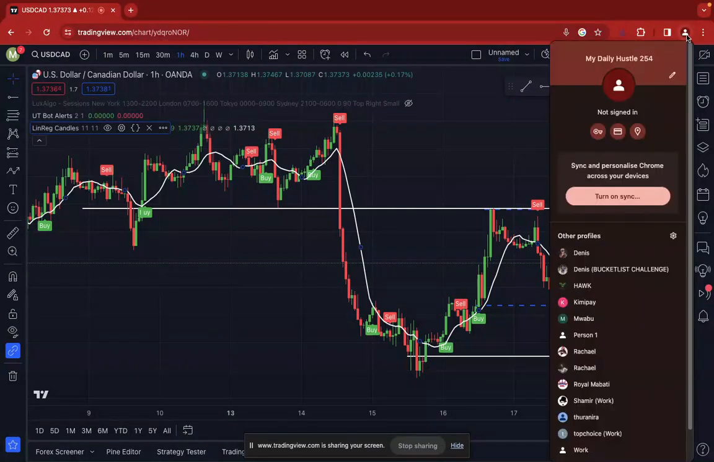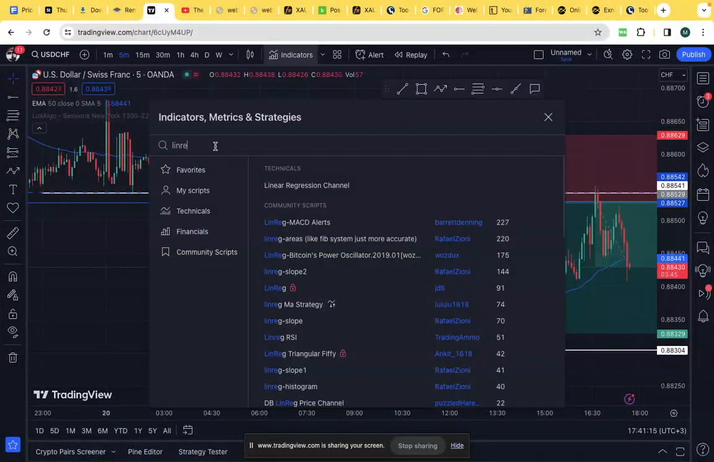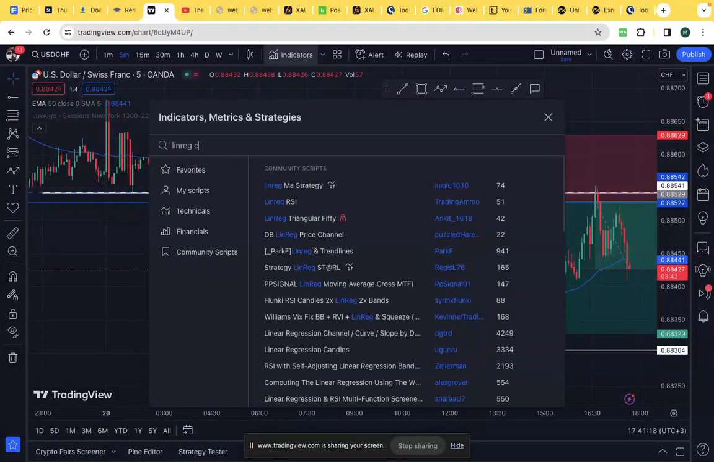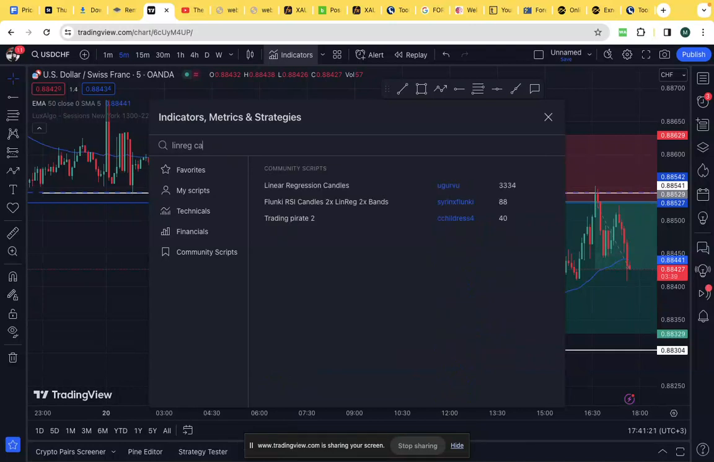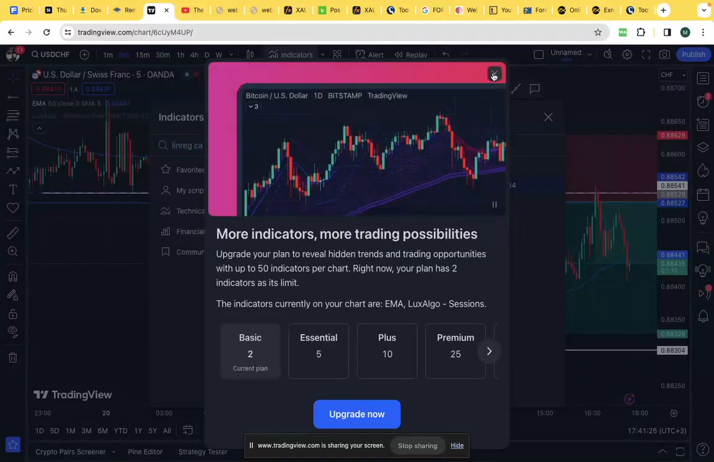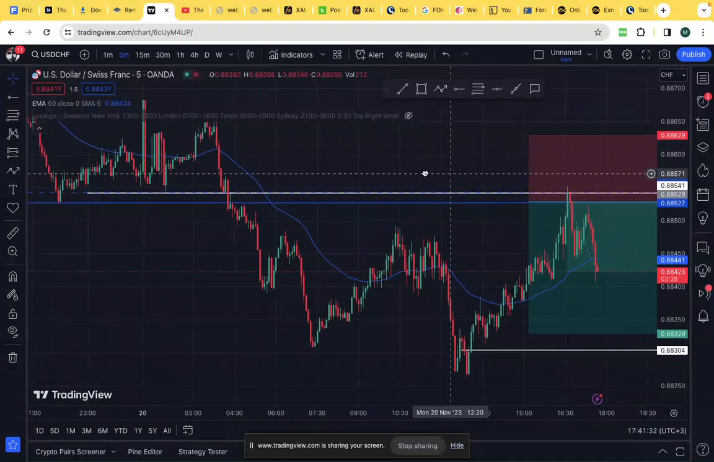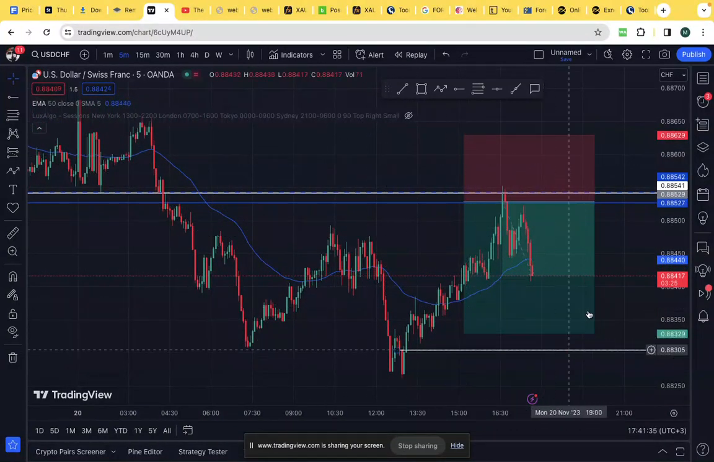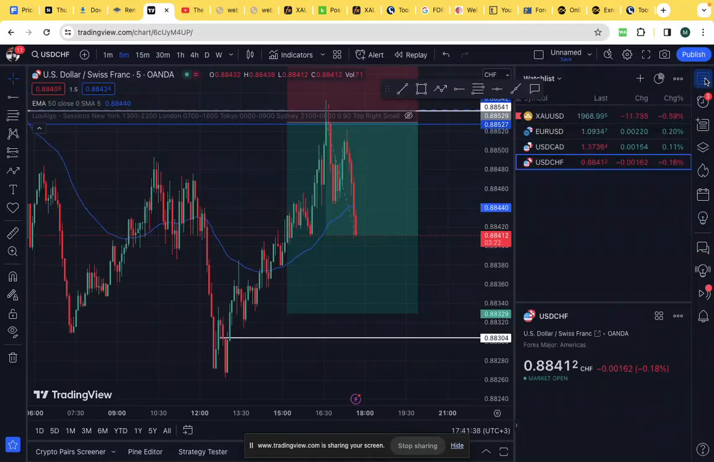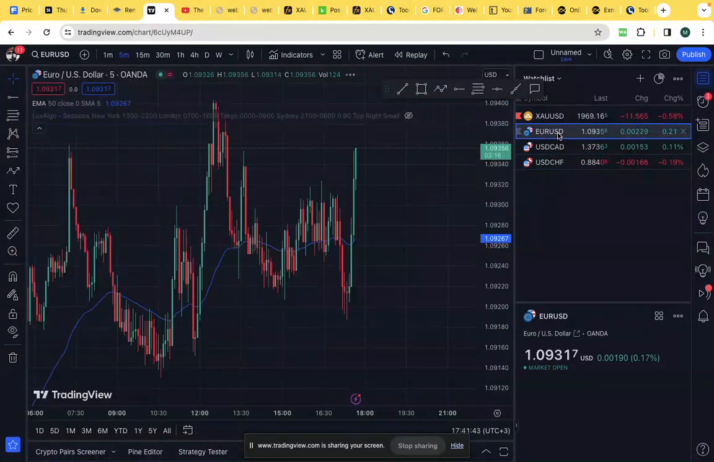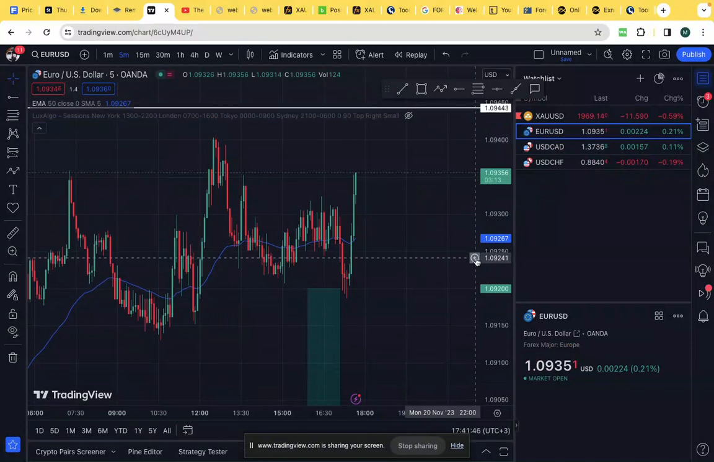I just want to make sure that you understand and see how it looks. Linear regression candles, this one. If you put the linear regression candles and the settings, that's how you're able to use them. For example, I've gotten into this live trade through those candles. I've also gotten into USD CHF, and USD also, using the candles.